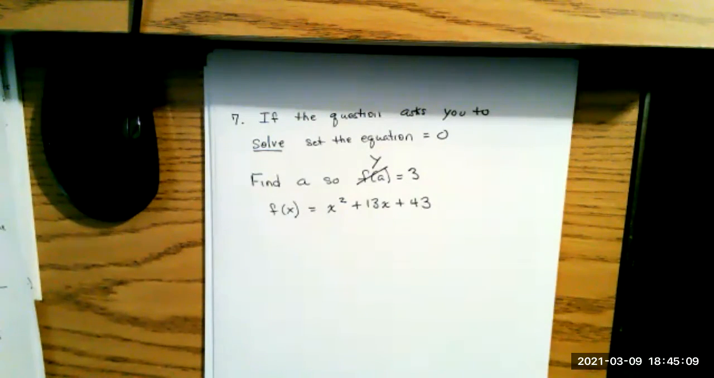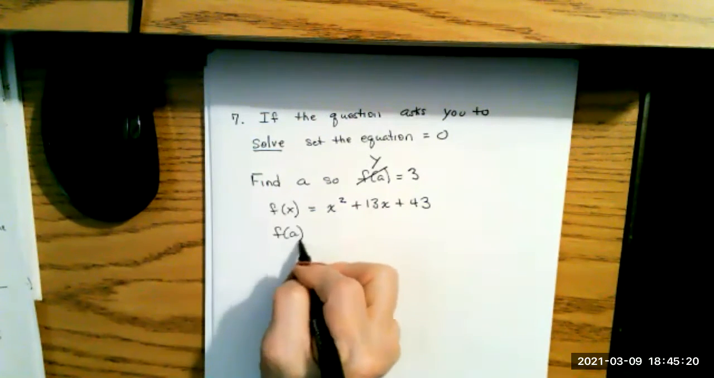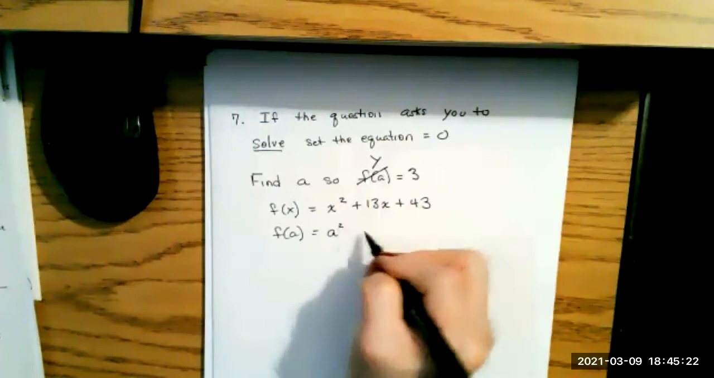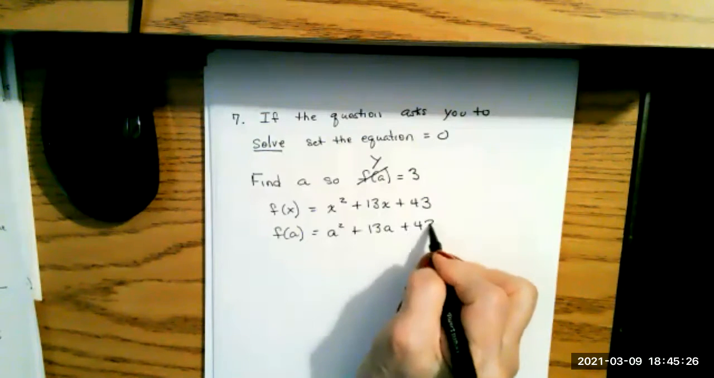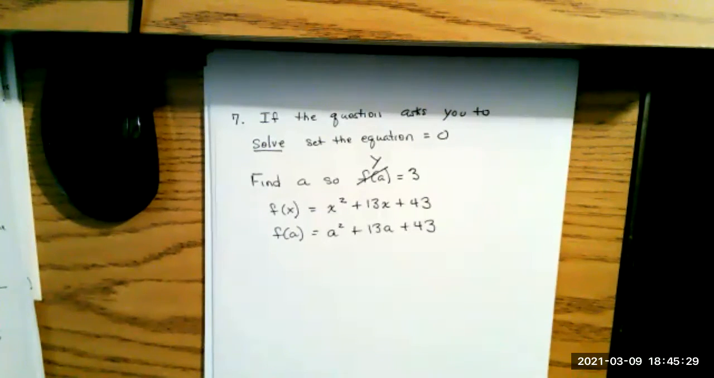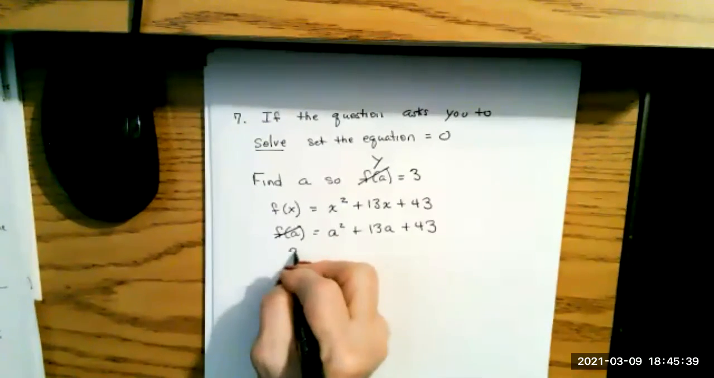Okay. Now you can change all of your x's to a's if that bothers you to have those x's in there. We can write f of A equals A squared plus 13A plus 43. And that way you can feel like you're solving for A, just substituting the x's for a's. And now substitute this f of A for 3.